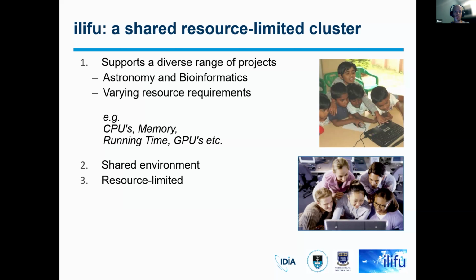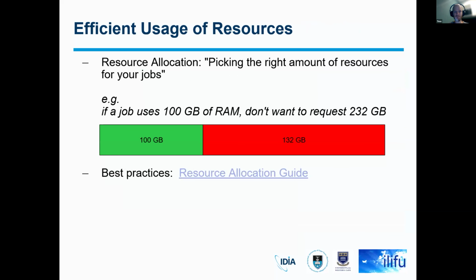So what I'm going to be talking about now is resource allocation, and basically trying to explain how you can do this. So how do you make your jobs that run on the cluster as efficient as possible? How do you pick the right amount of resources? So for example, if you have a job that only uses 100 gigabytes of RAM, but requests 232 gigabytes, which is the maximum on most nodes, that means you're basically wasting 132 gigabytes here. And obviously that's not ideal because somebody else on the cluster could have used that to run their jobs.